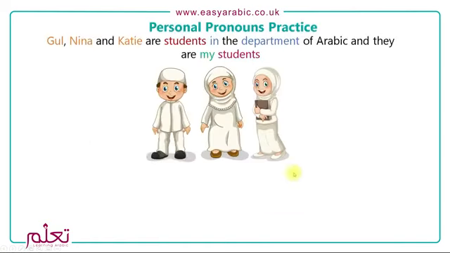Okay. Last one, we've done a slightly longer sentence, but in here there's a reason for this, and I'll explain what that is. So the sentence we have to make is Gul, Nina, and Katie are students in the Department of Arabic, and they are my students. So okay, the first word is Gul, Nina, and Katie. So Gul wa Nina wa Katie, so our students.